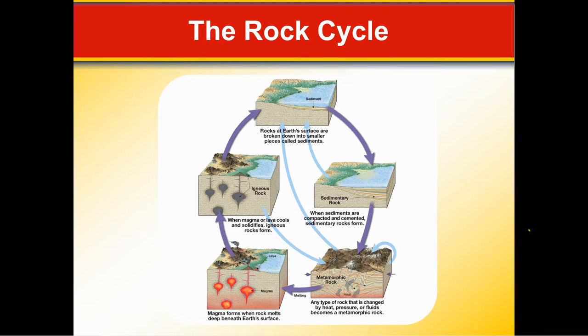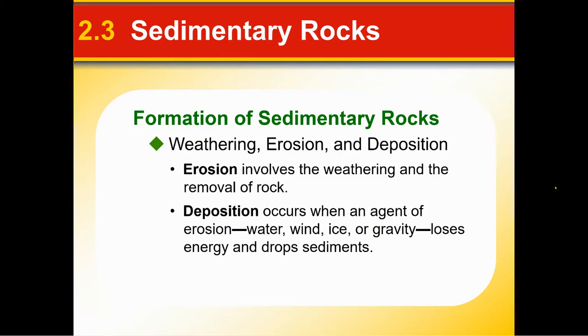All right, this is chapter 6 notes. In the last chapter, chapter 5, we talked about igneous rocks and how igneous rocks are formed. Here we're talking about sedimentary and metamorphic rocks, and we're going to take a look at these two right now. Now, sedimentary rocks: formation of sedimentary rocks, weathering, erosion, and deposition.